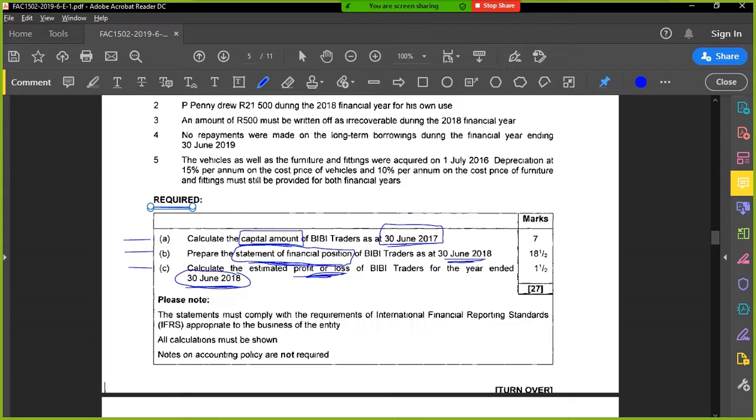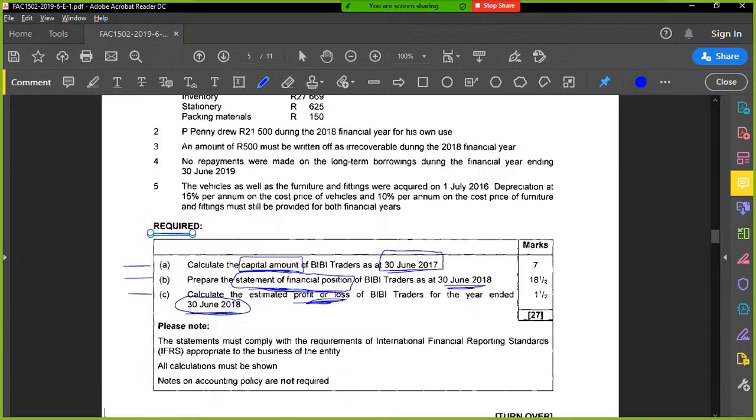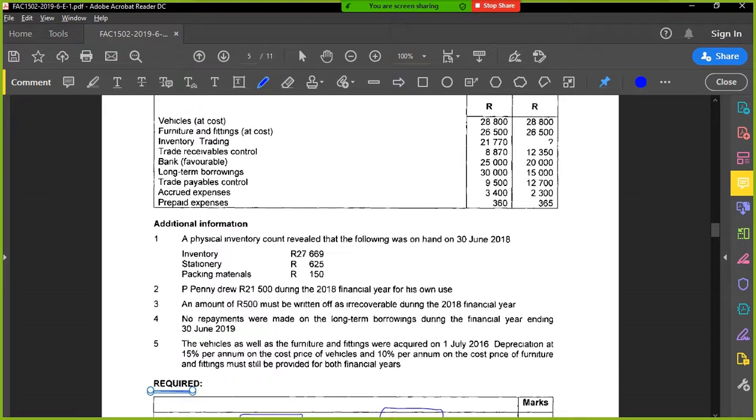There's no disclosure here. Right, so you can use anything to calculate that as long as you can get it. It's only for 1.5 marks, so that doesn't look like a lot. The first two is where you're going to get the bulk of your marks from. Okay. Right, your statements must comply with IFRS. Calculations must be shown. No notes needed. Okay, that's what they've given you. That's the end of the question. All right, happy with that?